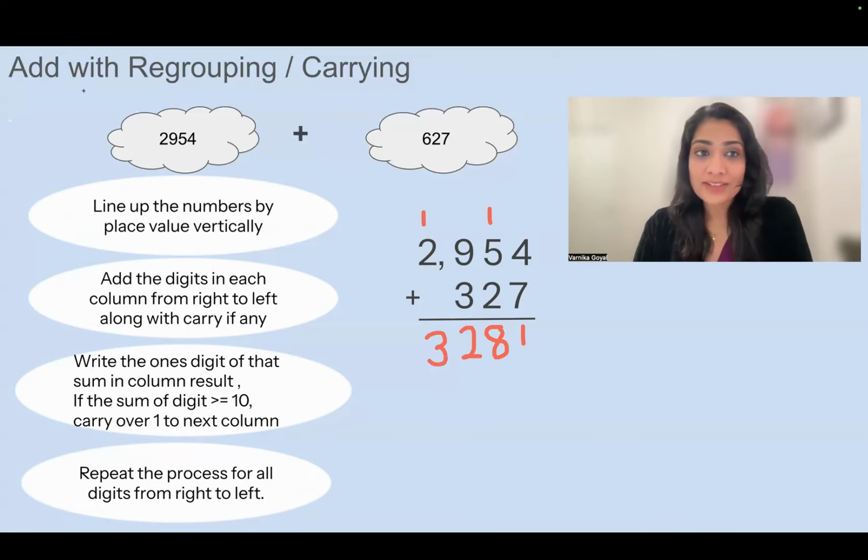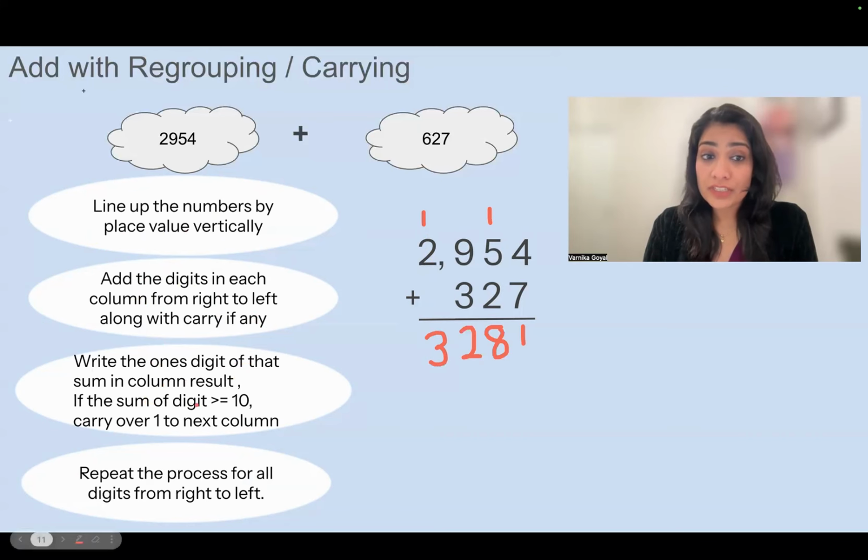So let's revise the method. We line up the numbers vertically. We add the digits in each column from right to left along with carry, if any. We write the ones digit of that sum in the column result. If the sum of digits is greater than 10, we carry over 1 to the next column. Repeat the process for all digits from right to left.